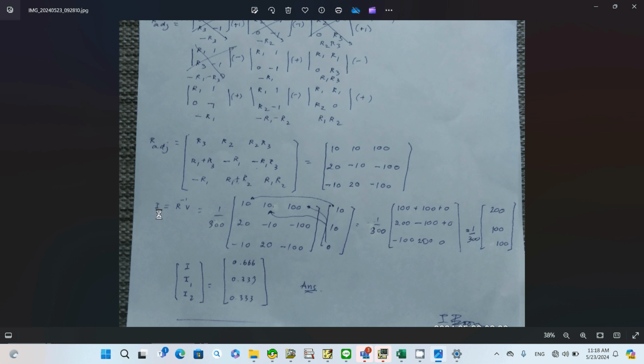So your current is going to be your inverse and voltage matrix. The inverse is 1 over the summation of R, that's the 300, and you multiply by your R adjoint, and then you have the voltage, 10, 10, 0. You work this out, and that gives you I equal to 0.666, I1 equal to 0.333, I2 0.333, the same.